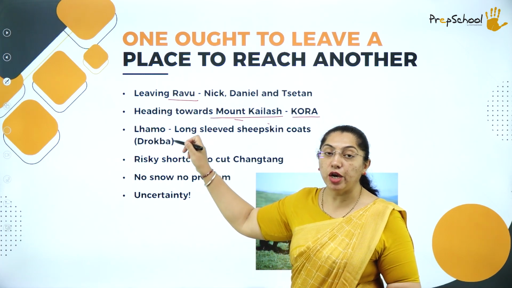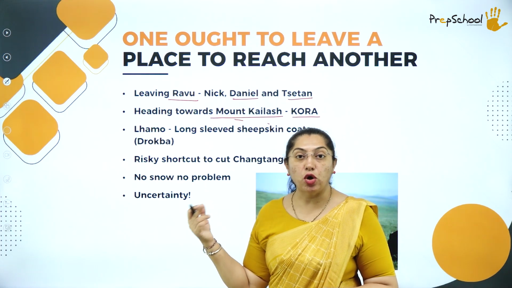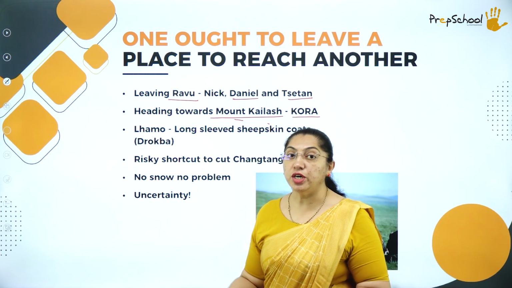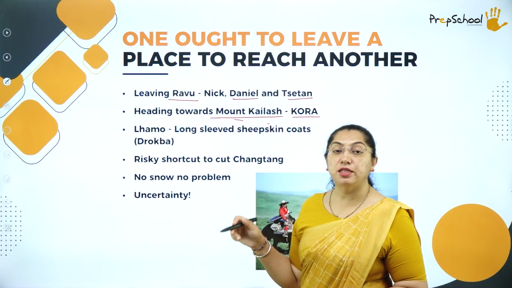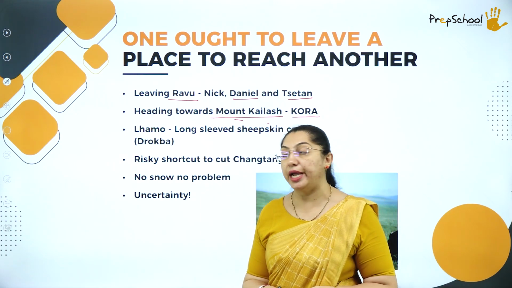Is the narrator only going? No. Along with the narrator, you can see Daniel and Sutton are also going along. They both are accompanying the narrator to the Kora. Kora is a pilgrimage. They wanted to make a pilgrimage to the place known as Mount Kailash.